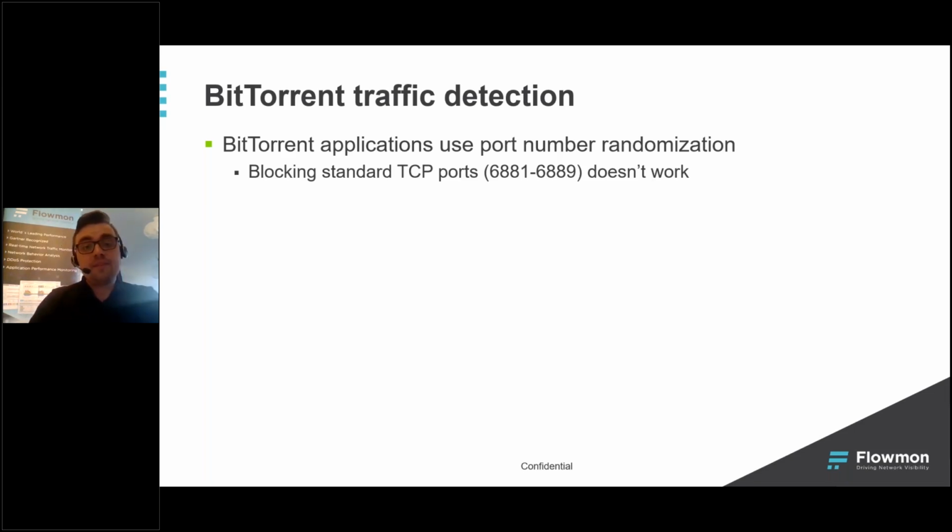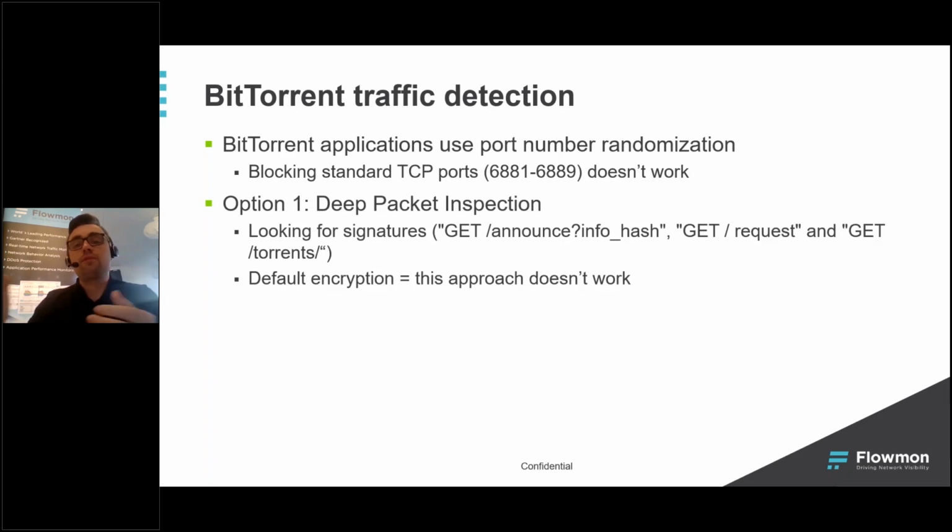So the other option, how to detect that there is some BitTorrent traffic, is to look for some signatures. There are some signatures which show that there is BitTorrent traffic, but this could work only in the case that there is no encryption in place.